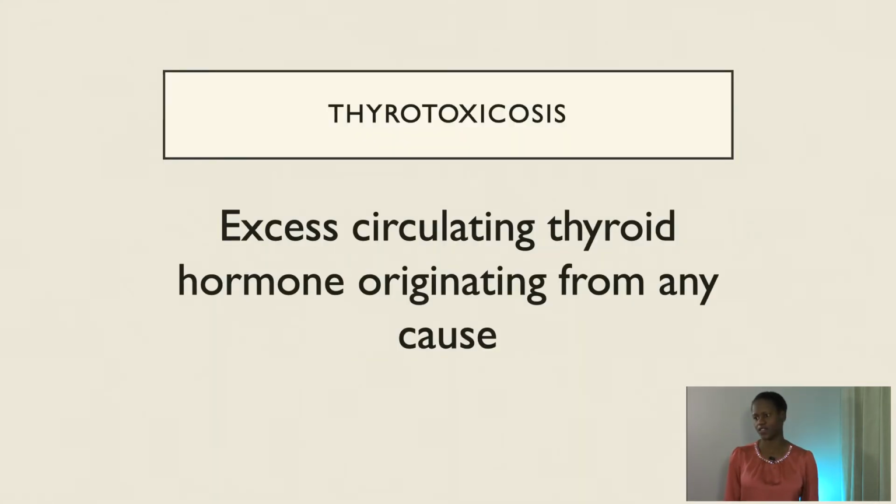So now we're going to talk about some of the general terms, differentiating hyperthyroidism from thyrotoxicosis. So with thyrotoxicosis, we're talking about excess circulating thyroid hormone originating from any cause, not just excess thyroid hormone from the thyroid gland. And thyrotoxicosis can be caused by a number of things.